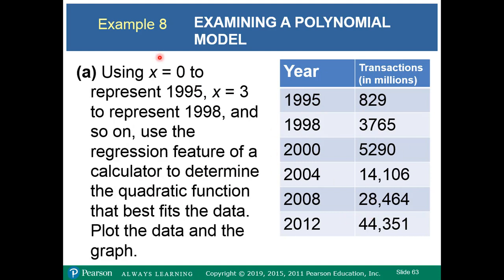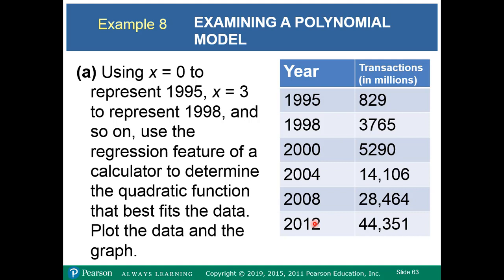Here we use x equals 0 for 1995. So this is our beginning point. x represents the number of years after 1995. So this would be 2012, which is 27 years after 1995. So x would be 27 in this case.